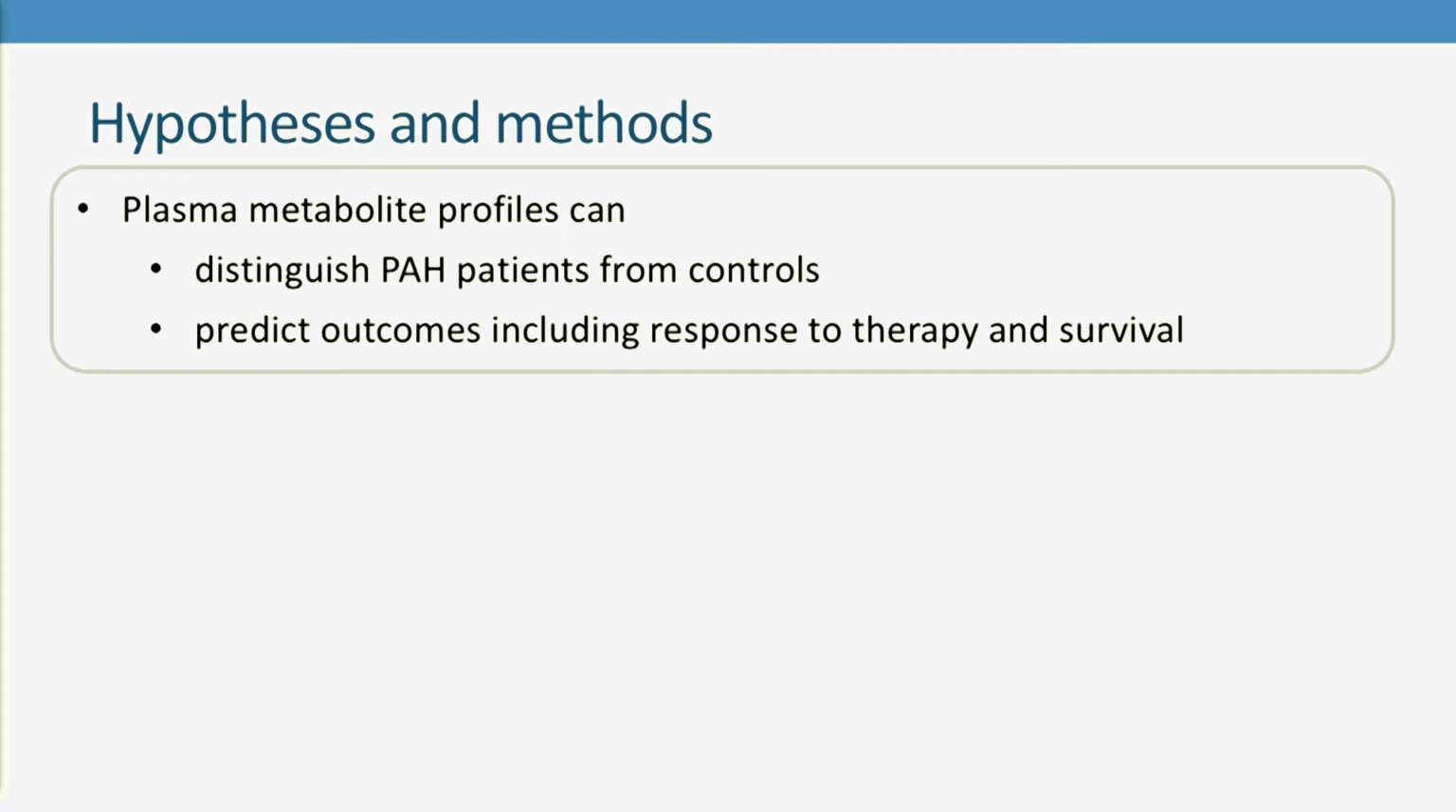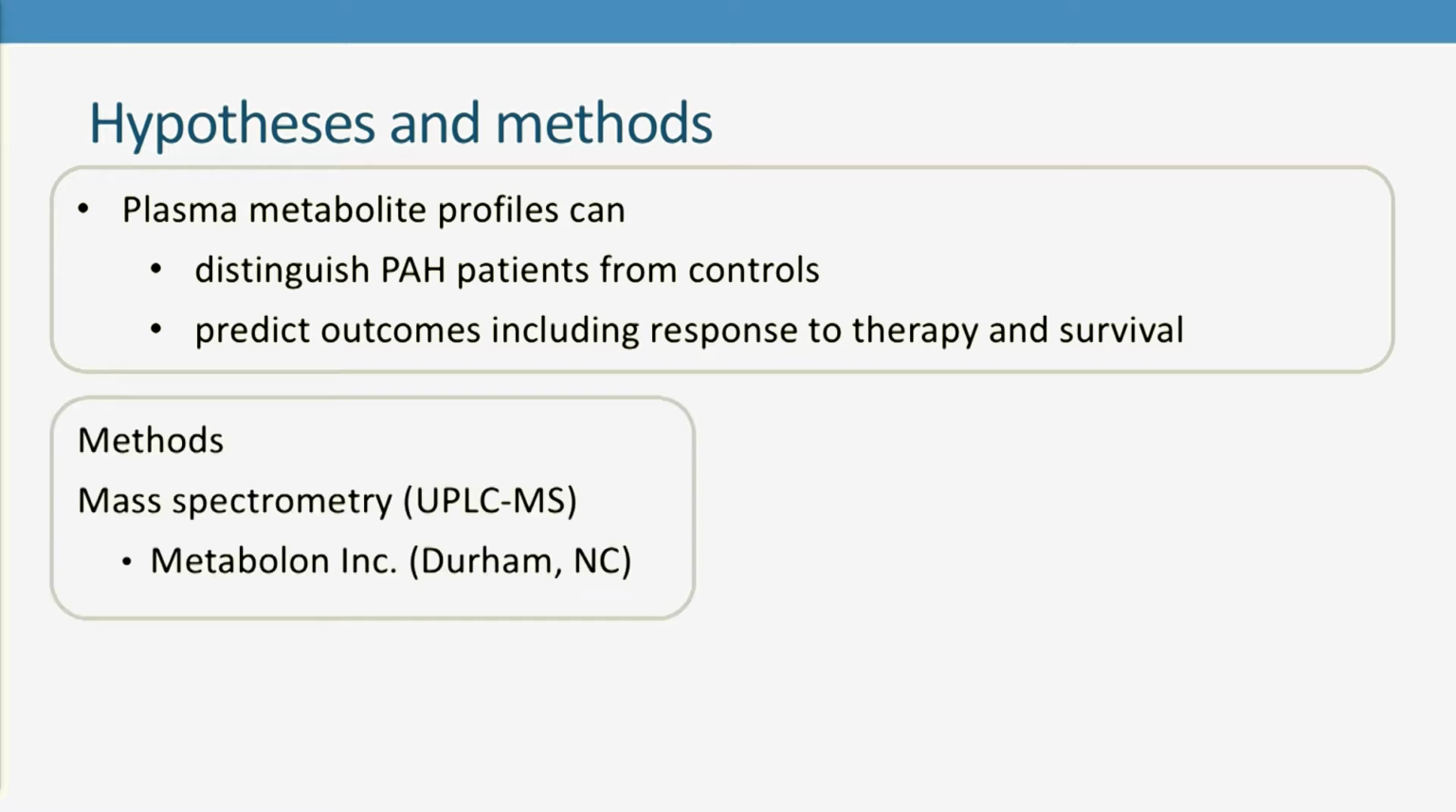So our hypothesis was very general. It was just that plasma metabolites can distinguish PAH patients from controls, but we'll also be able to predict outcomes, including response to therapy and survival in our patients.